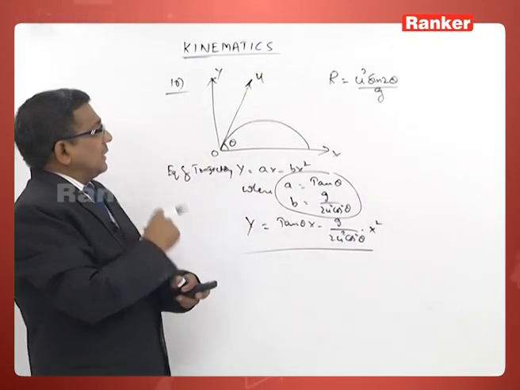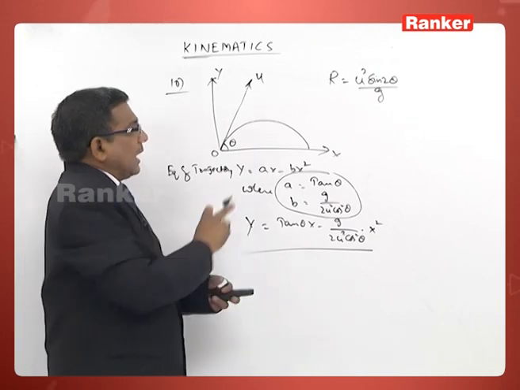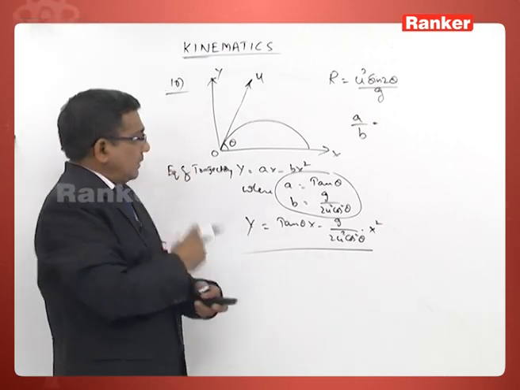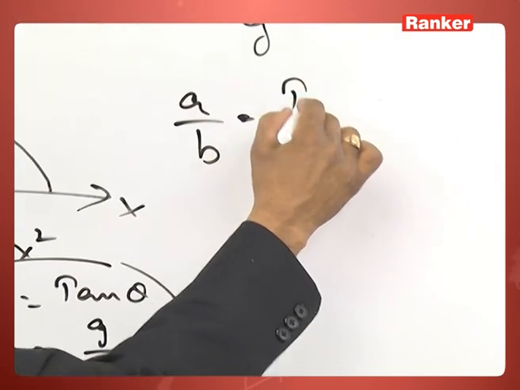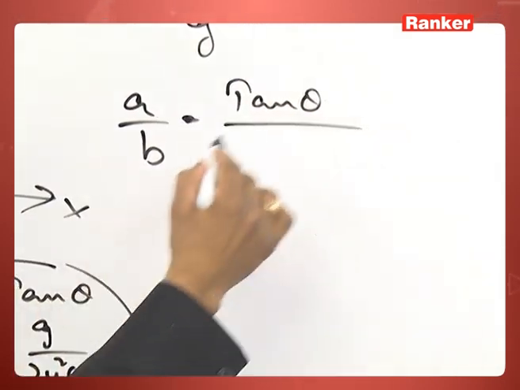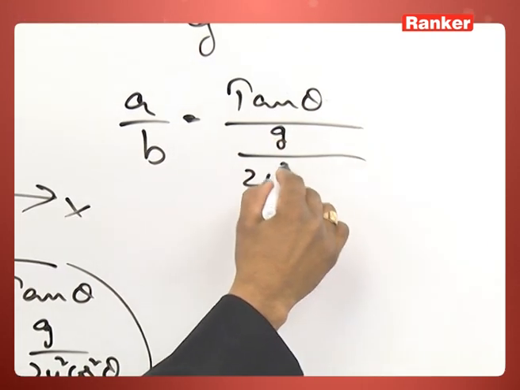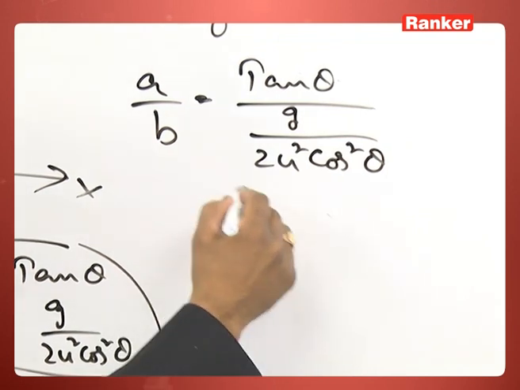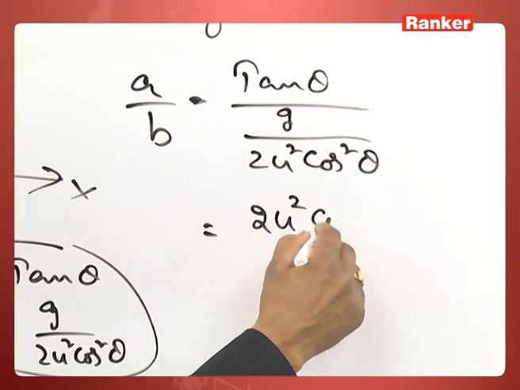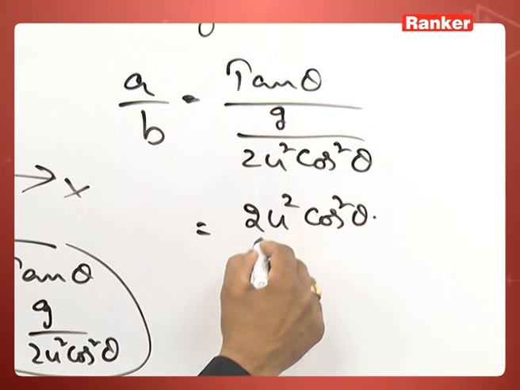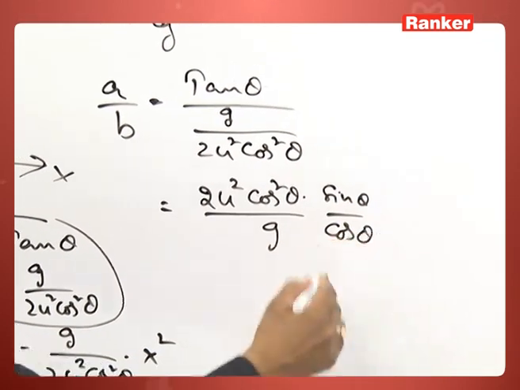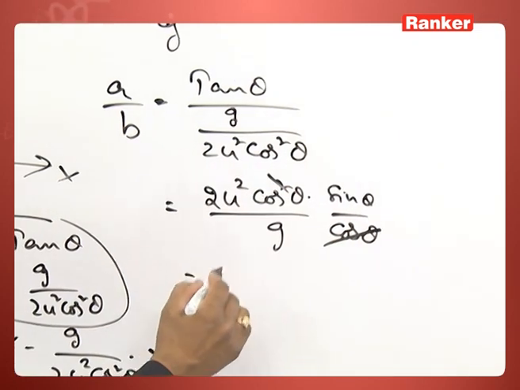How do you get that? Let us look at a and b. Let us try the first option, a by b. If you write a by b, it is tan theta by g by 2 u square cos square theta. If you simplify, 2 u square cos square theta by g, and tan theta you write as sin theta by cos theta, then cos theta and cos square get cancelled.